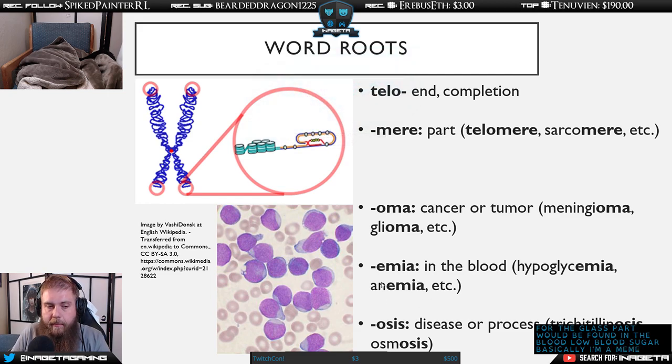Anemia would be a lack of blood, basically nothing in the blood. Anemia just means you don't have as much blood. If you're anemic, you're not producing enough blood, things like that.